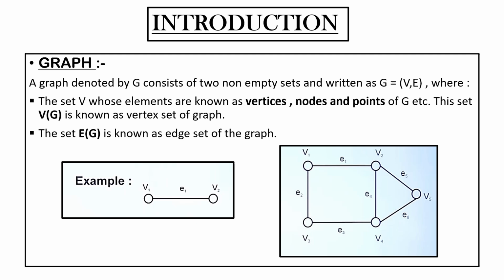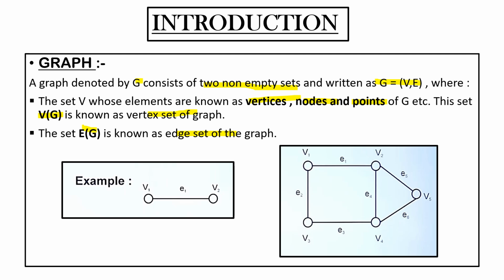Firstly, we should understand what graphs are. A graph, denoted by capital letter G, is a mathematical structure consisting of two non-empty sets and is written as G = (V, E), where the set V, whose elements are also known as vertices, nodes and points of G, is known as the vertex set of the graph. The set E is known as the edge set of the graph. Both these sets are non-empty.